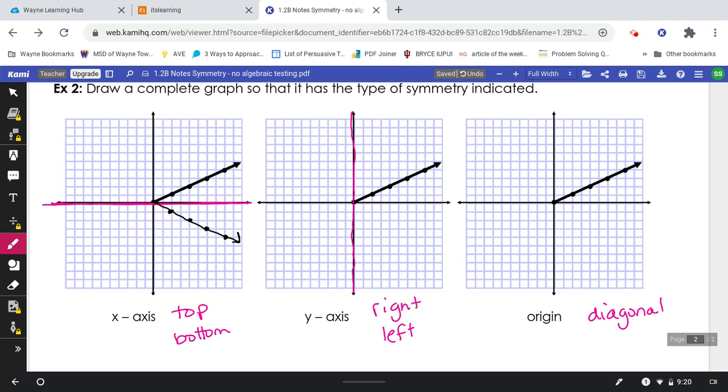For the y-axis symmetry, whatever's on the right, you're going to move it over to the left. So you can even follow that pattern right there. For the diagonal, instead of going up 1 and over 2 in that direction, you're going to go down 1 and over 2 the other direction.